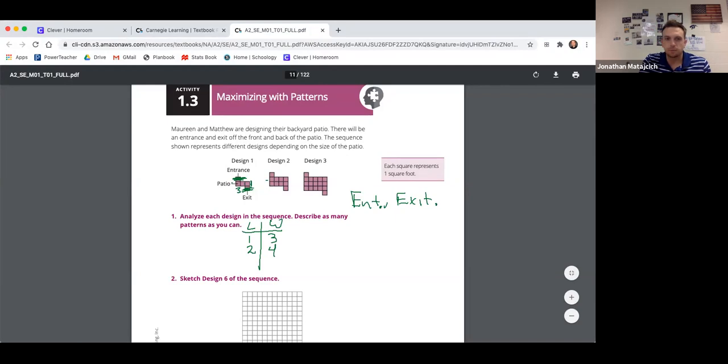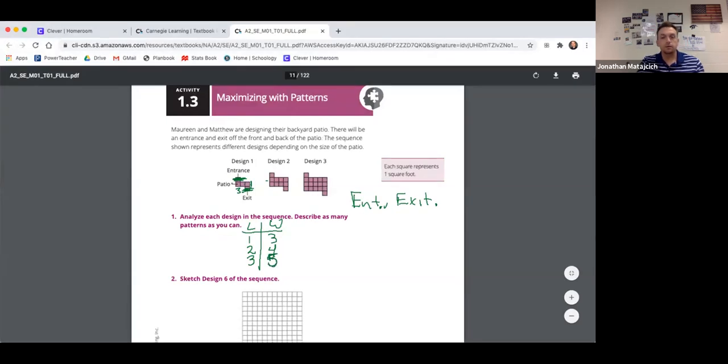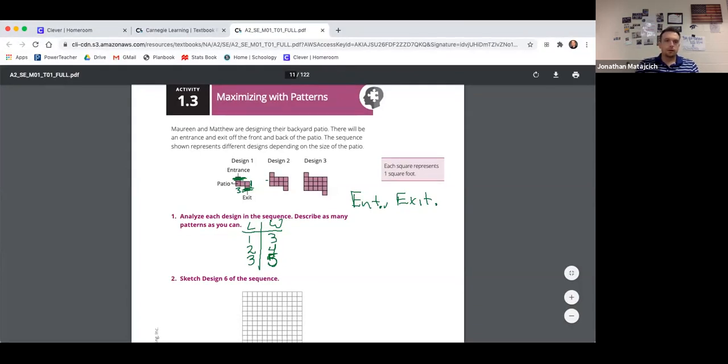All right, so it kind of seems like we have a pattern here. Design number 3, length of 3, width of 1, 2, 3, 4, 5. Length 3, width 5. I probably should have labeled that differently. It's all good. Hey, let's keep going. Patterns, right? So length and width, length comma width. Length and width, they go up by 1. We add 1 to the length, we add 1 to the width every single time.